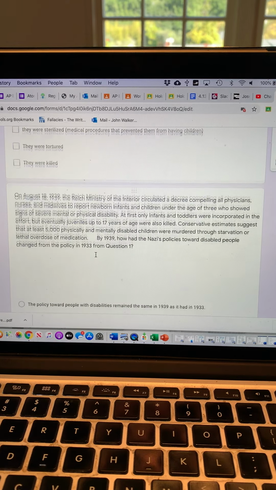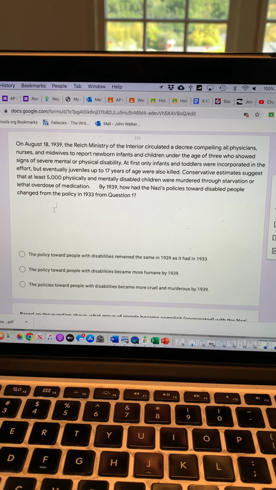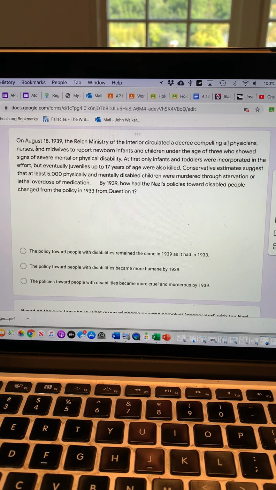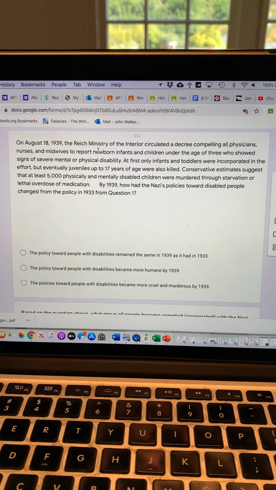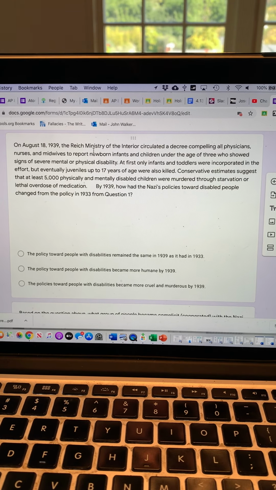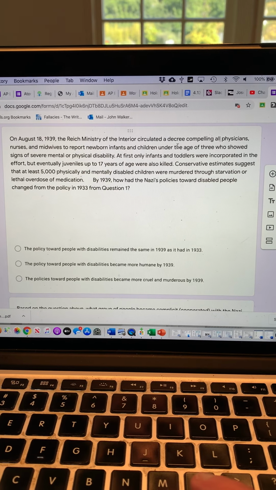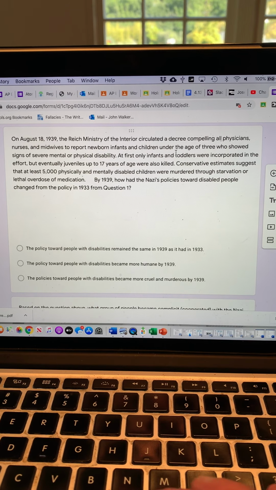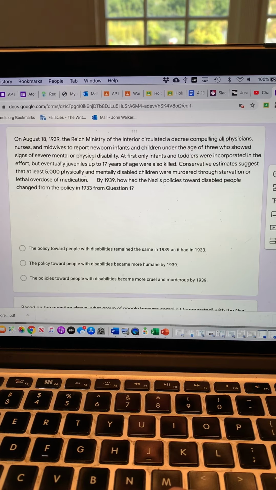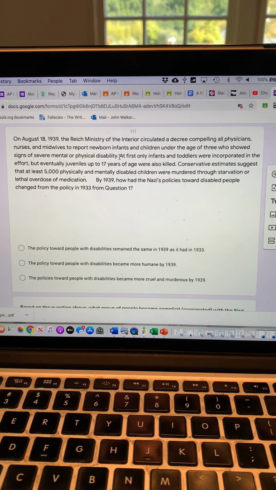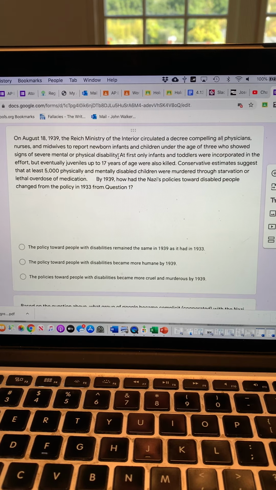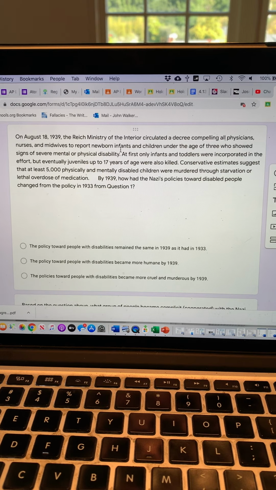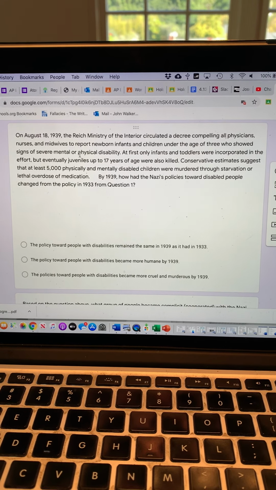So these two. However, 6 years later, in 1939, remember, Hitler invades Poland in September. So this is right before he does so. The Reich Ministry, that's the German government, the Nazis, of the Interior, circulated a decree, that's a law, compelling all physicians, nurses, and midwives to report newborn infants and children under the age of 3 who showed signs of severe mental or physical disability. So this is saying doctors, nurses, and people who help women give birth have to report to the government if there are children or newborns who have signs of physical or mental illness.